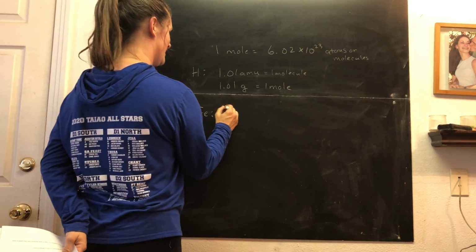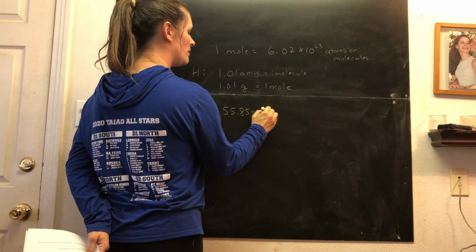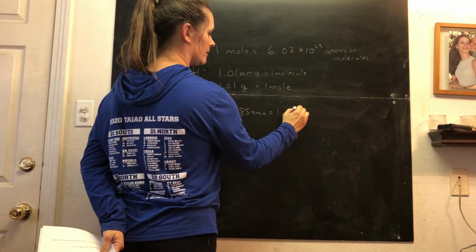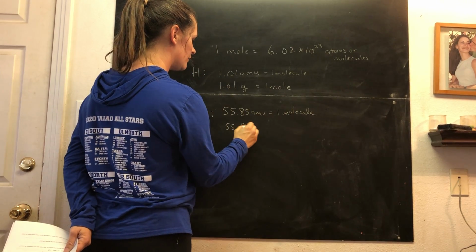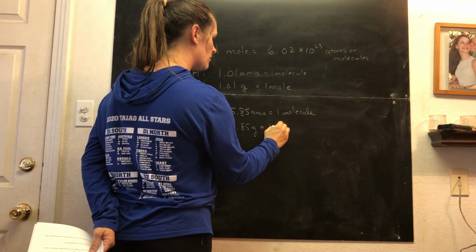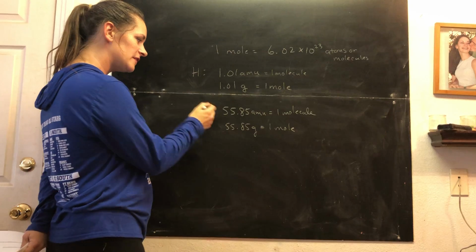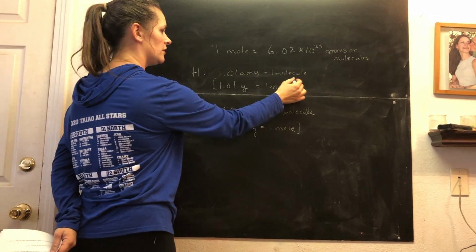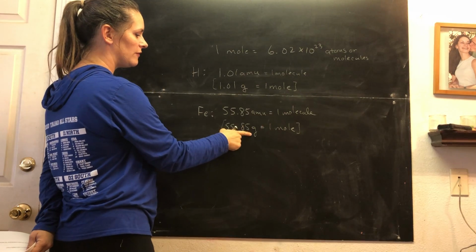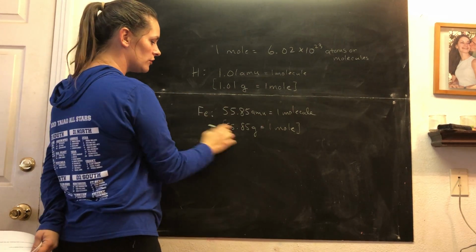55.85 AMU is 1 molecule of iron. 55.85 grams is 1 mole of iron. This is unique to iron. This is unique to hydrogen. 55.85 grams of hydrogen is not 1 mole of hydrogen. This is only true for iron.